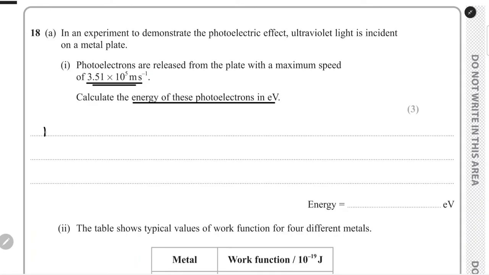So firstly we can find the kinetic energy, which is half mv squared. These are electrons over here, the mass of which are known. We are given the mass of electrons in the last page, which is 9.11 times 10 to the power -31 kg, and the velocity is 3.51 times 10 to the 5. This is squared.